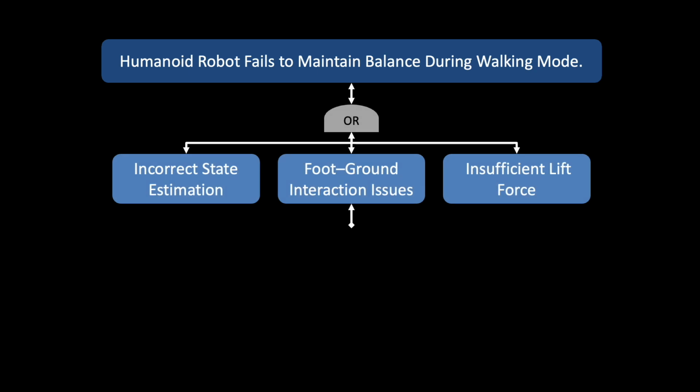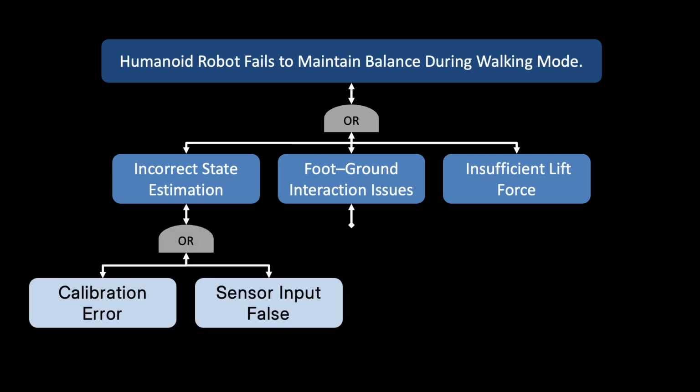Let's look at an example from the humanoid robotics area. The system failure here is that the humanoid robot fails to maintain balance during walking mode. This is, of course, a critical and system-level issue in humanoid robotics. There can be various intermediate causes for that, like incorrect state estimation, a foot-ground interaction issue, or an insufficient lift force. All of those causes are connected by an OR gate, meaning that one of these issues can lead to the system-level error mentioned above.